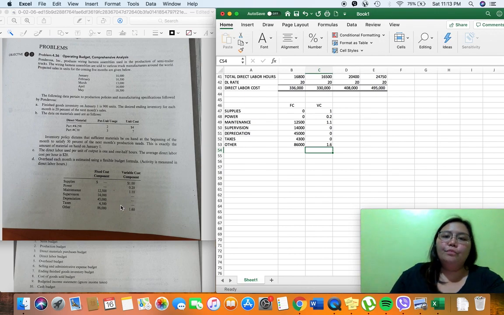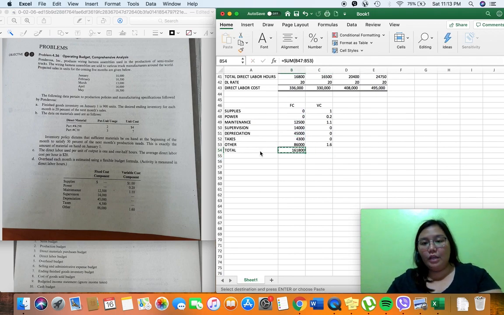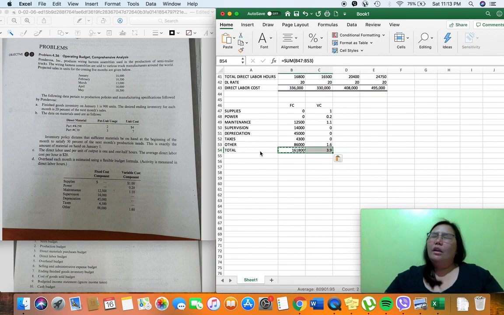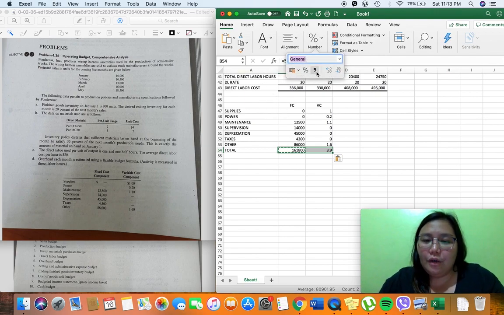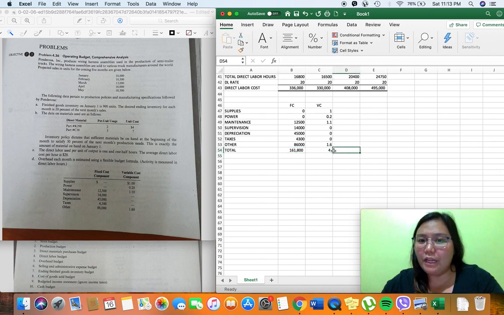Okay? So, how do we prepare a flexible budget? What are we going to do here first? The first thing we're going to do is to compute the total fixed cost component of the factory overhead costs, as well as the total variable cost component of the overhead cost. Now, after doing this, this is our cost formula. Remember the equation y = a + bx.